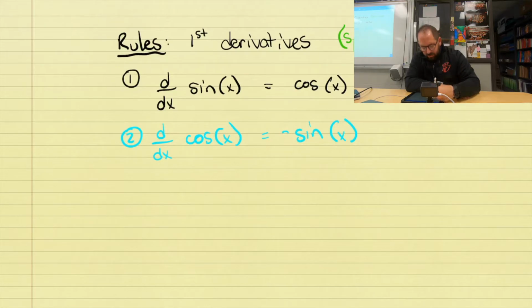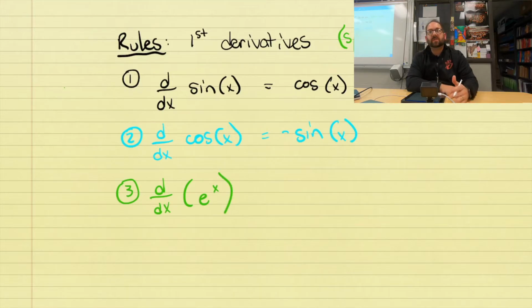All right, number 3. The third derivative: the derivative of e to the x. e is that natural number, it's like 2.71, blah, blah, blah, but it has an x for an exponent. The derivative of e to the x is just e to the x. It's just itself. Super easy. That's the one I'm going to use today as one of my examples.